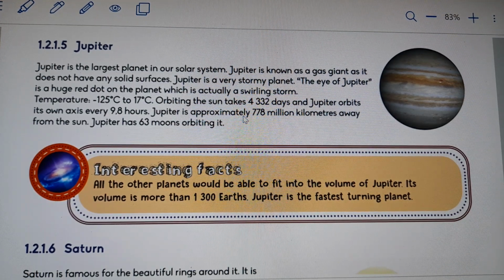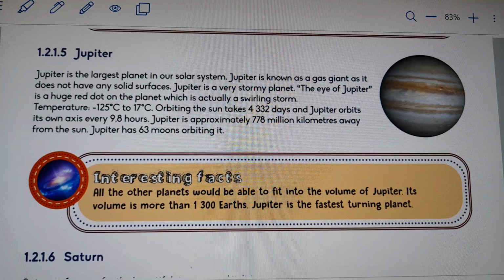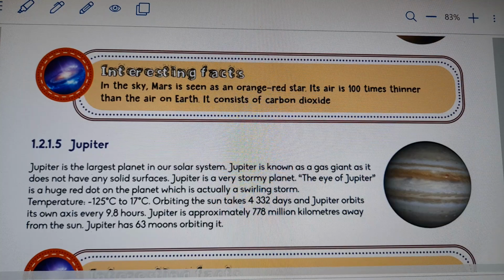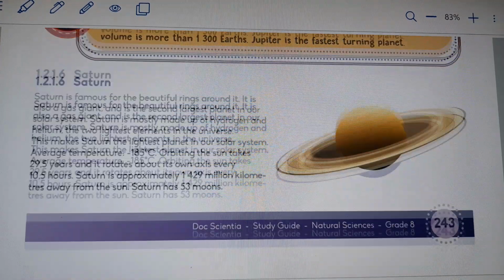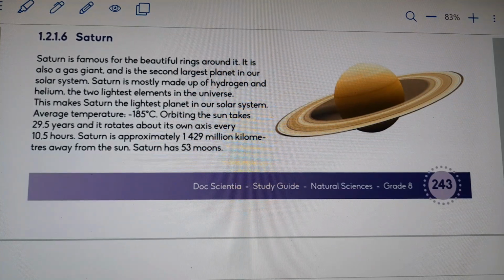So Jupiter is approximately 778 million kilometers away from the Sun, and Jupiter has 63 moons. Wow. So number 3 has got 1 moon, which is the Earth. Number 4, Mars, has got 2 moons. Yes, and then the next one, Jupiter, comes with 63 moons. Interesting. We move to planet number 6 now, Saturn.